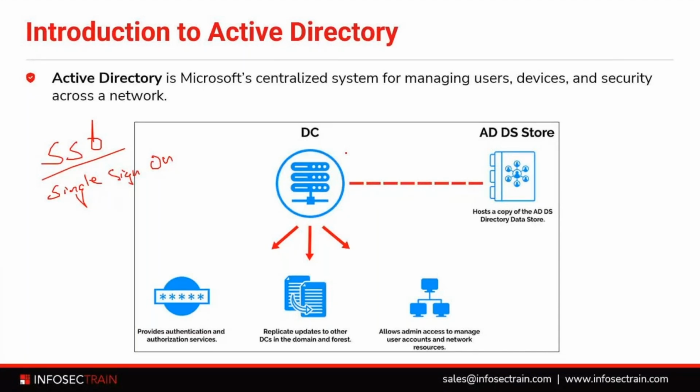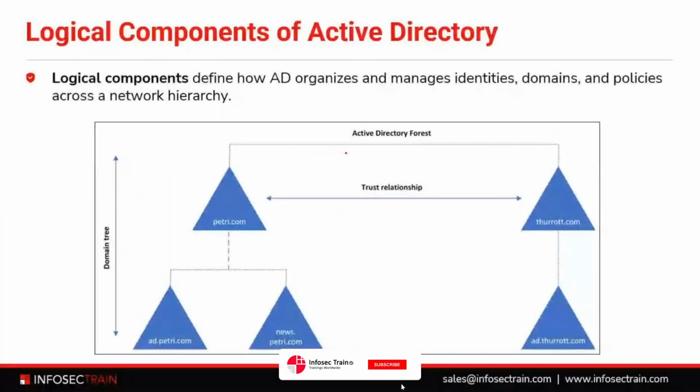Next, we have the components of Active Directory, right? We have two types of components, logical and physical. First we'll be talking about the logical components of Active Directory. But what are components? Whenever you design your identity infrastructure, you need to consider both components, logical and physical.